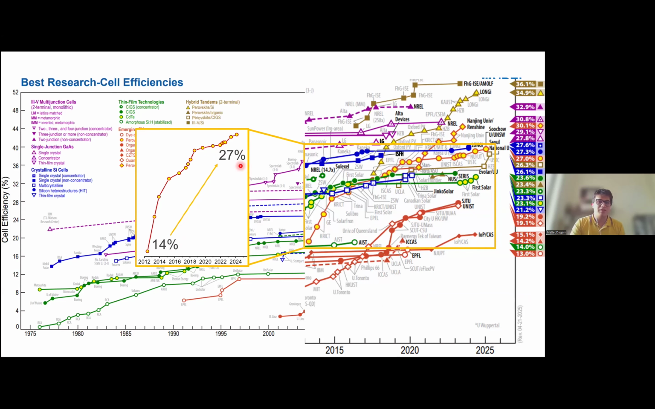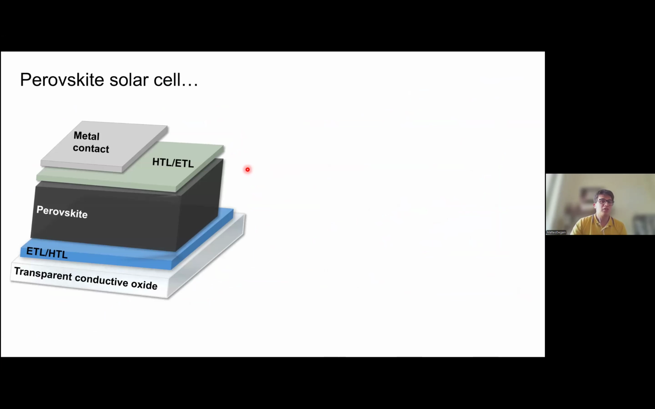Despite this being a well-known chart, the important part I would like to mention in this slide is that starting from 2018-19, we achieved an efficiency above 20% thanks to surface passivation. And we managed to get these world records just thanks to this step. A perovskite solar cell is made with the active layer, that is the perovskite, and two extraction layers.